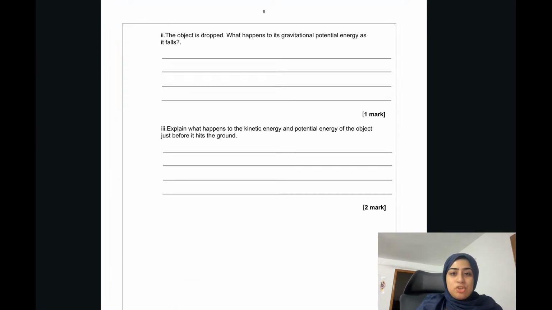If an object is dropped, what happens to its gravitational potential energy? Okay, so this again really likes to come up. The gravitational potential energy for a falling object would be converted into kinetic energy. And it would basically decrease, because this is just one mark. It would decrease and then it would turn into kinetic energy. So you could just get a mark for saying it would decrease.